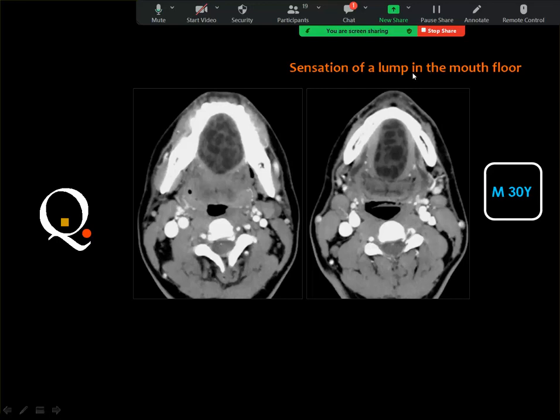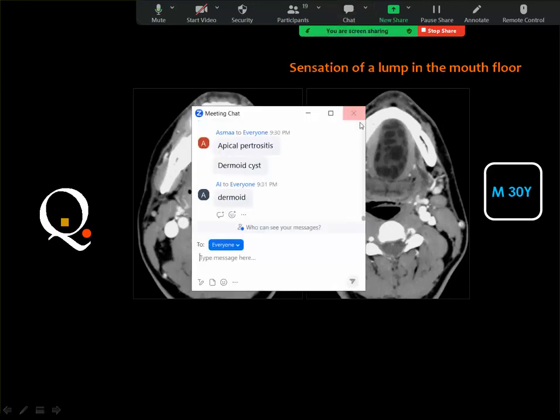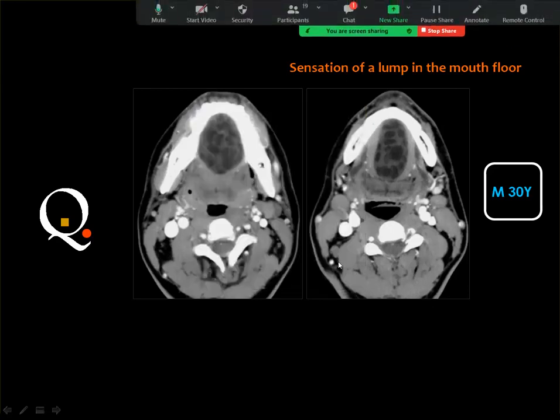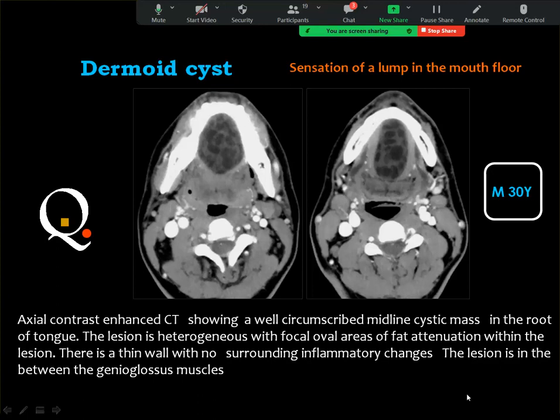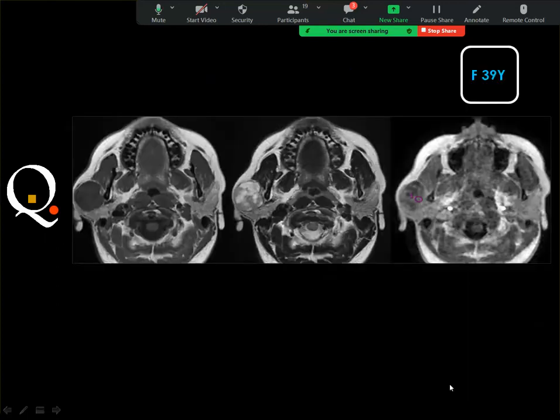The next case is a male patient, 30 years old, with a CT scan. Yes, and this is the classic appearance of a mouth floor dermoid cyst. This is the sac of marbles. You see a lesion in the floor of the mouth and the globules of fat. This is diagnostic of a dermoid cyst at the floor of the mouth.